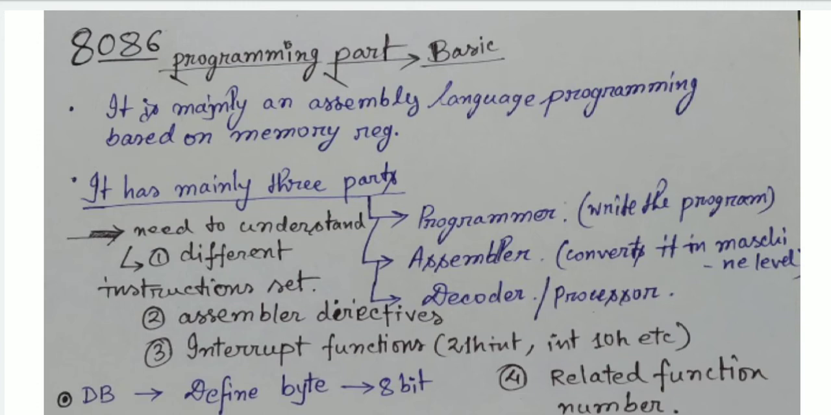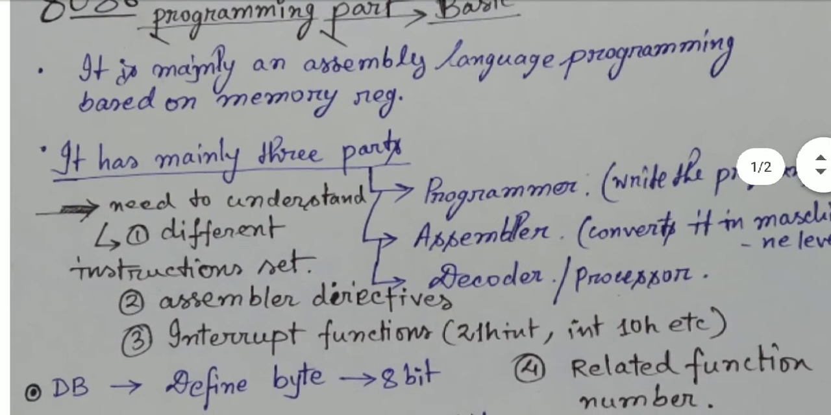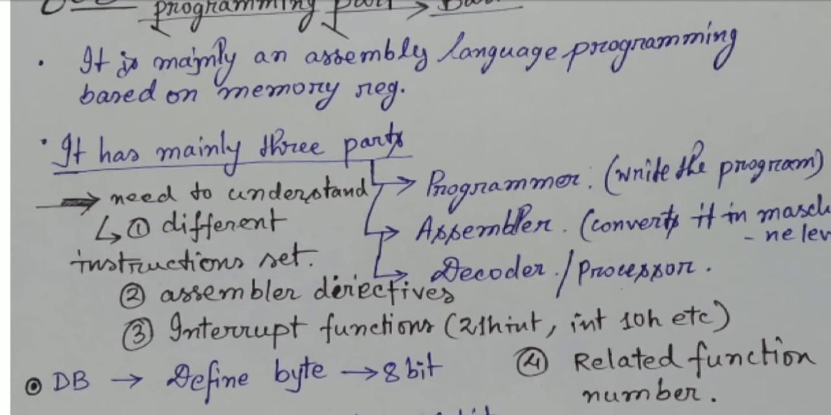The 8086 programming has mainly three parts. The first one is the programmer, who writes the program. The second one is the assembler. The assembler converts the assembly language into machine level language. The third one is the decoder and processor, which decodes or processes the machine level language and executes or performs the required operation. To write a proper program in 8086, we need to understand four different things.